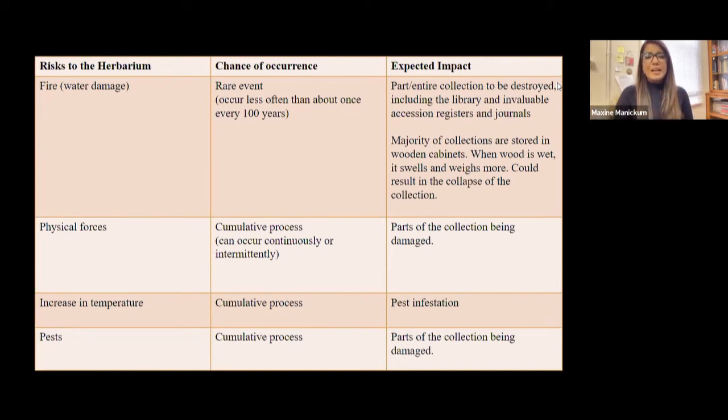So now we see what the 4 risks to the collections are and how I performed the assessment. Let's see what I have learned throughout this assessment. Next slide, please.